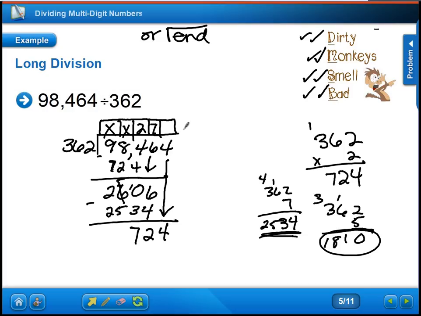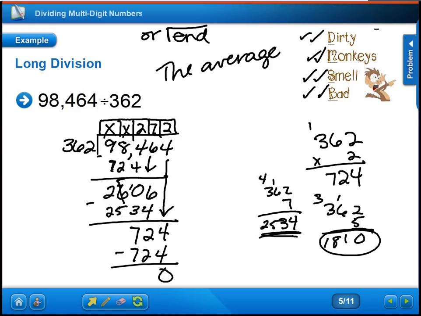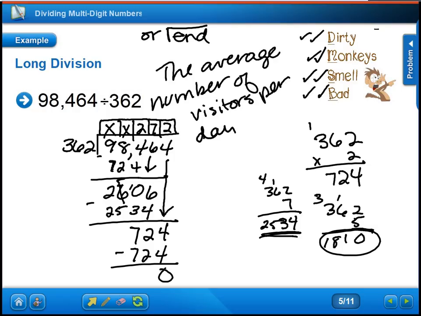I got that up here. So I already know that this is 2. And I know it's going to work out perfectly because these two numbers match and I have 0 left over. So in this case, the exact average number of visitors per day was 272 people. Excuse my icky handwriting.